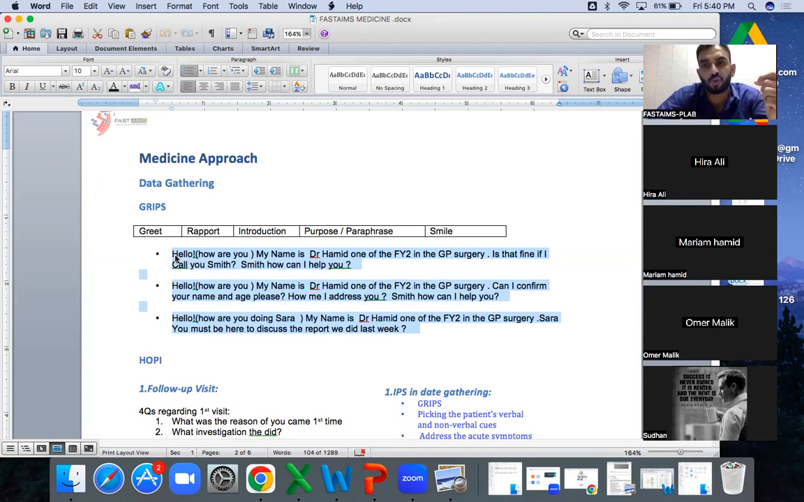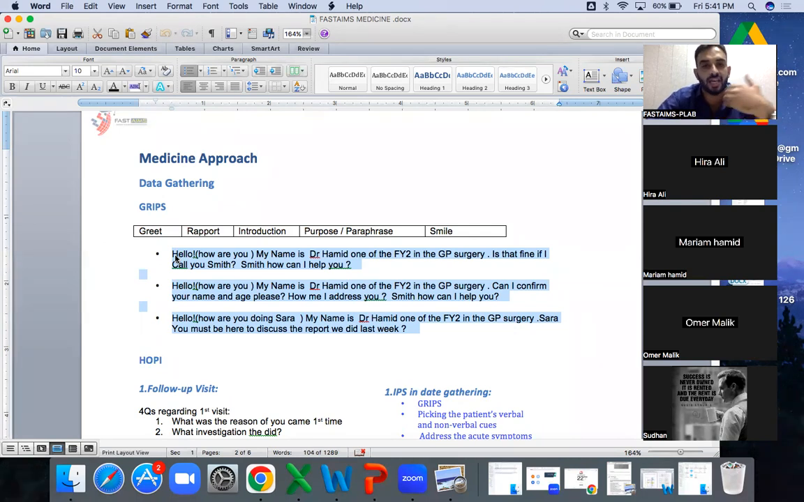Confidence doesn't mean that you are being authoritative. It means that you are approaching like a good doctor. So if you have confidence in you, half of the station is passed, whether you know about its management or not. Okay, so starting your conversation in a brilliant and very comfortable way is quite important.